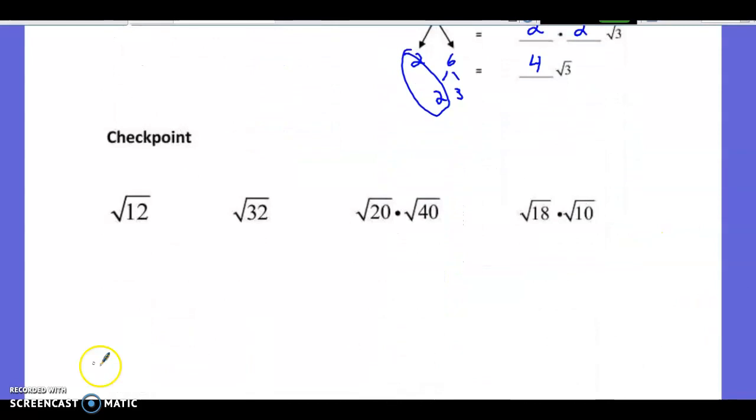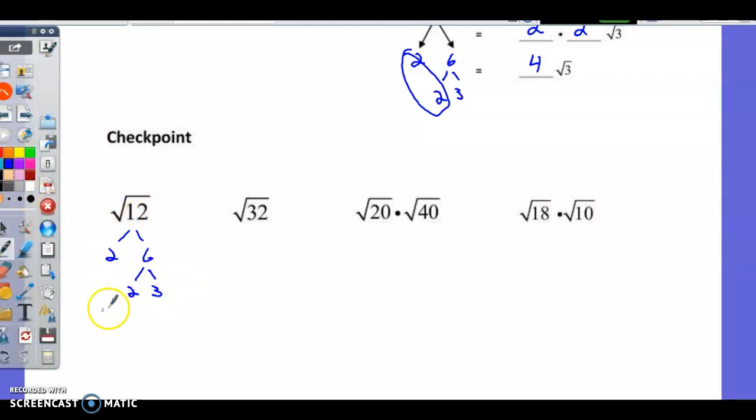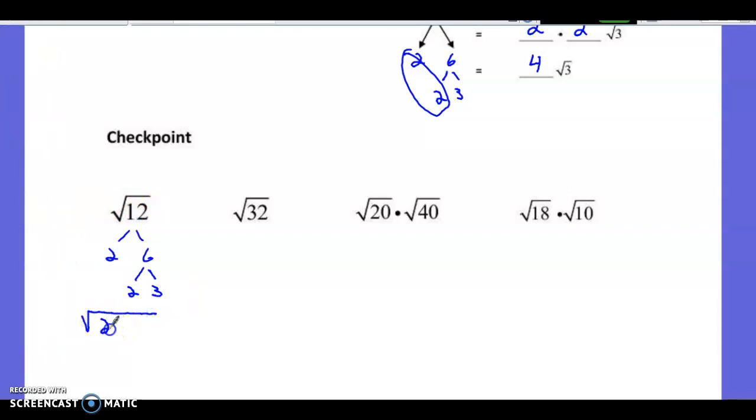Here's a checkpoint, so go ahead and pause the video here, see if you can figure these out. If not, do a couple with me, and then pause the video and try to do them on your own and check your answers. So 12, we're going to break that down to 2 and 6. 6 breaks down to 2 and 3. So if you notice, this would be written as the square root of 2 times 2 times 3. We have a pair of 2s, which would come out because 2 times 2 is 4. The square root of 4 is 2. So this would be 2 root 3 as our final answer there.